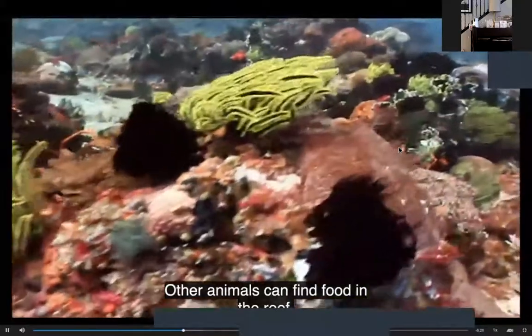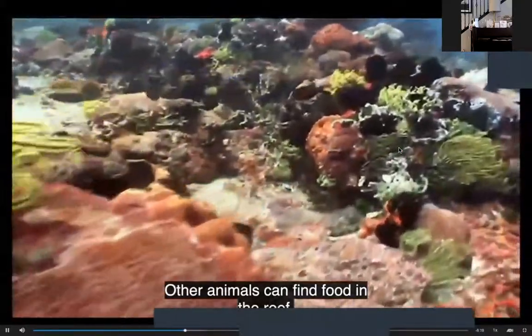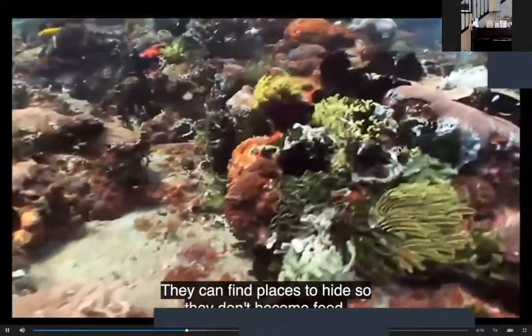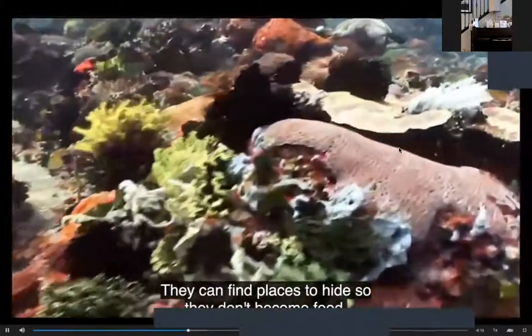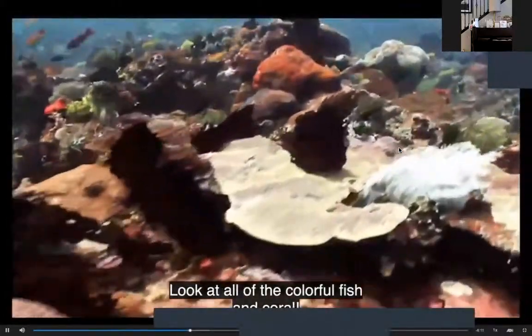Other animals can find food in the reef. They can find places to hide so they don't become food. Look at all of the colorful fish and coral.